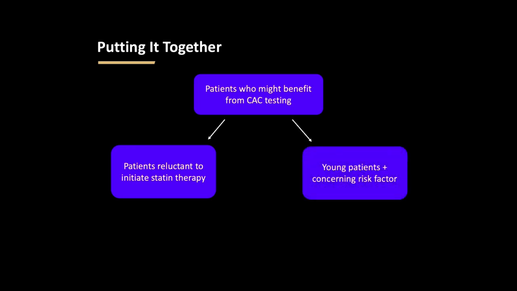I think the second group is young patients with concerning risk factors like family history. With these patients, the risk calculator doesn't totally capture their risk, and sometimes they're just too young to even be incorporated into the score. So I think having another way to refine their risk can be helpful.